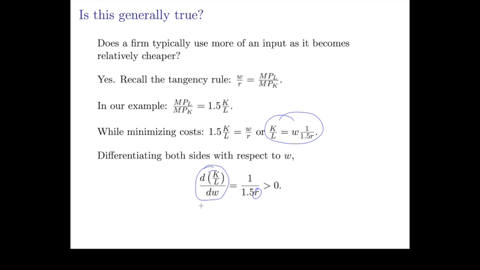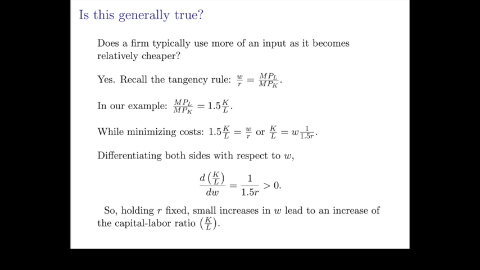So what this equation tells us is how the capital over labor ratio responds to increases in the wage rate. Well, it's a positive number. So as the wage rate goes up, the capital to labor ratio goes up. So if labor gets more expensive, then capital is going to be used more relative to labor. Conversely, if the wage rate decreases, then capital is going to be used less relative to labor. So if you hold R fixed, then increases in W are going to lead to increases in the capital labor ratio.